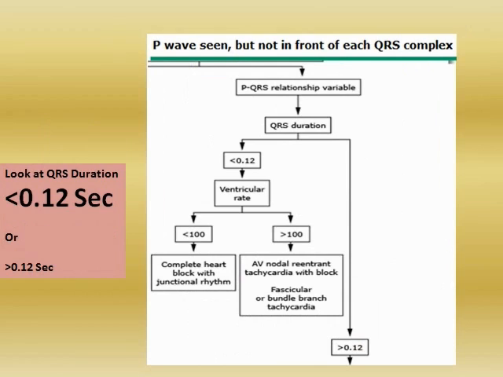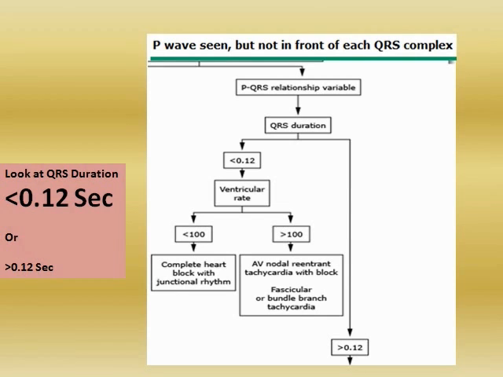Now the third step, that is P wave seen but not in front of each QRS. PQRS relationship is variable. Here again we are looking at the QRS duration. Just like the previous example, it is 0.12 second or more than 0.12 second. If the QRS is less than 0.12 second, look at the ventricular rate. Again, less than 100 or more than 100. If it is less than 100, it is complete heart block with junctional rhythm. If it is more than 100, it is AV nodal reentrant tachycardia with block or fascicular or bundle branch tachycardia.